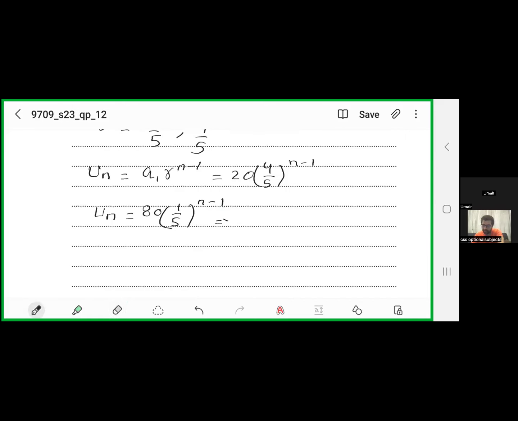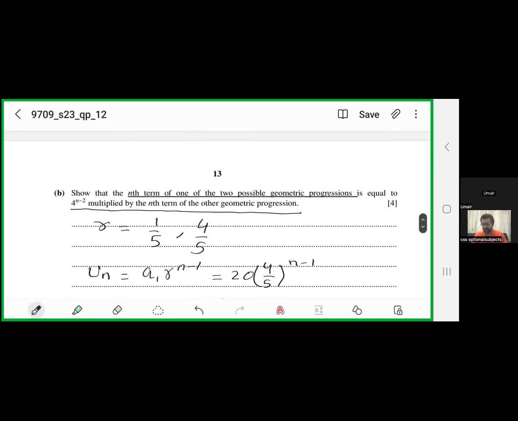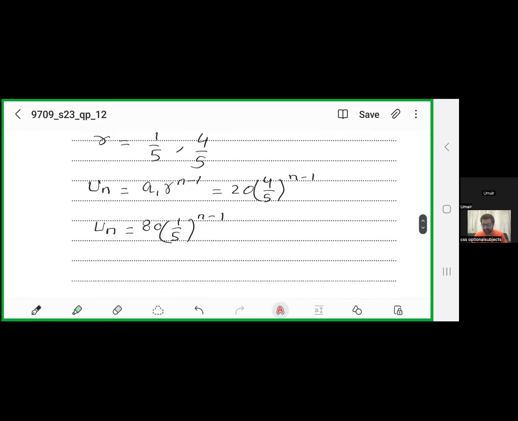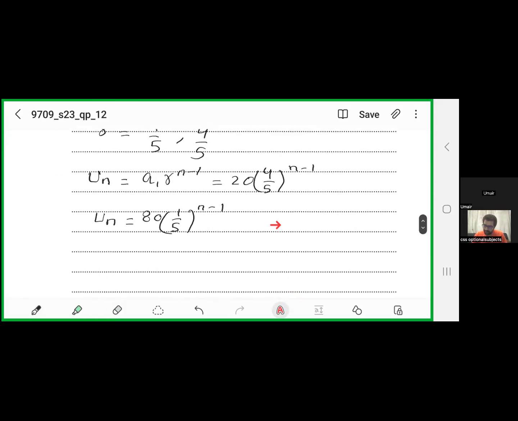So from here, these are the two main geometric progressions. We have to prove that the nth term of one of the two possible geometric progressions is equal to 4 power n minus 2 multiplied by nth term of the other geometric progression. Well, that is simple. If we compare these two progressions, we can equate them to prove this one. This is 4 over 5 power n minus 1 is equal to, I am equating nth term of both of them to prove this one, 1 over 5 power n minus 1.